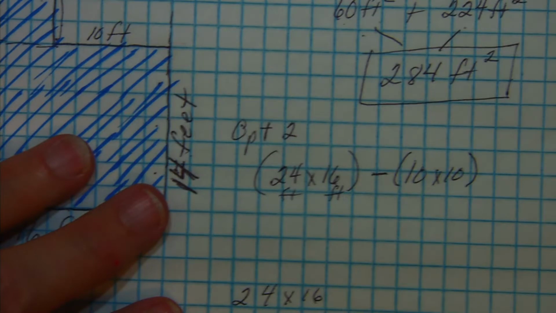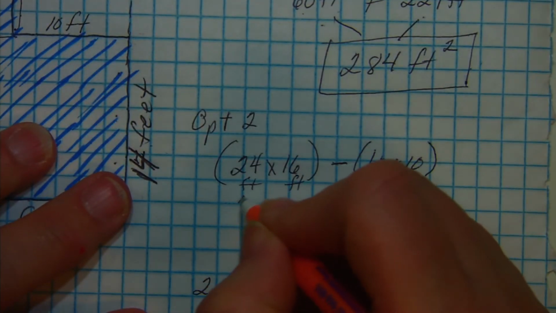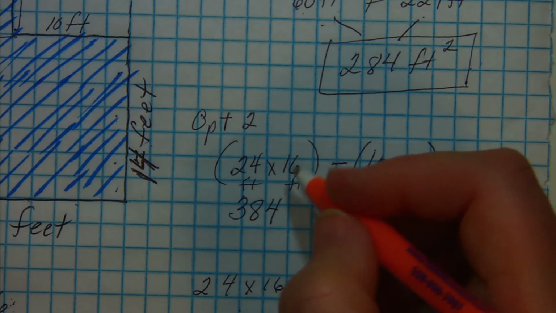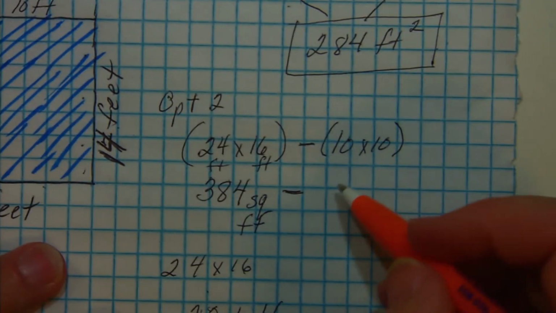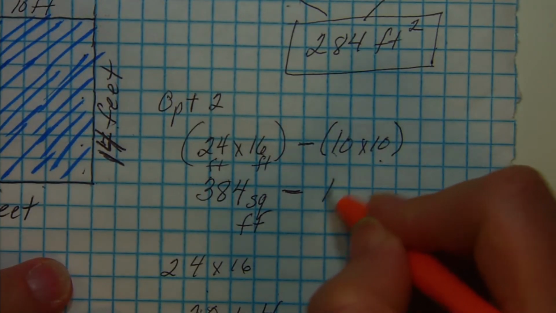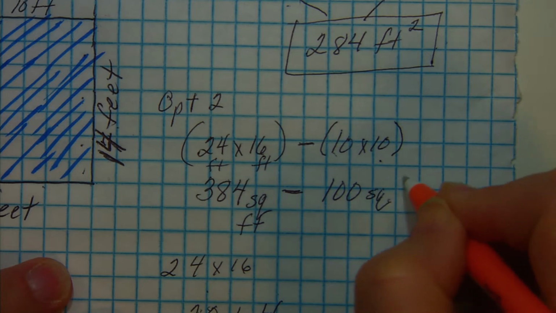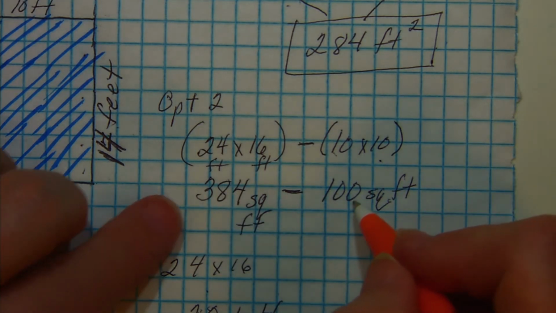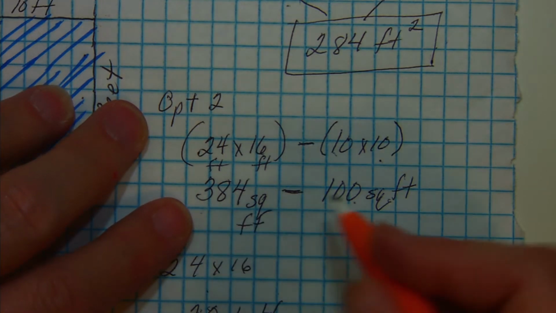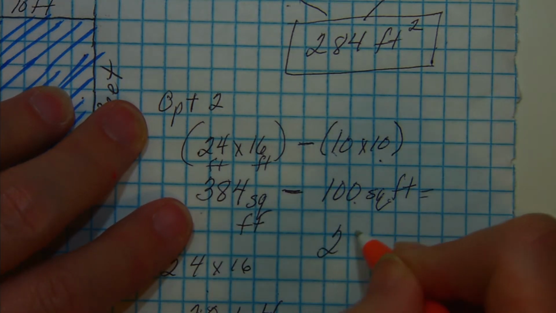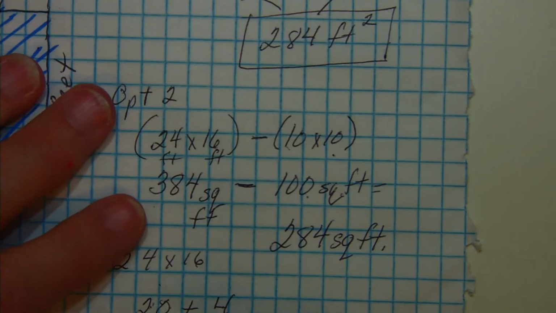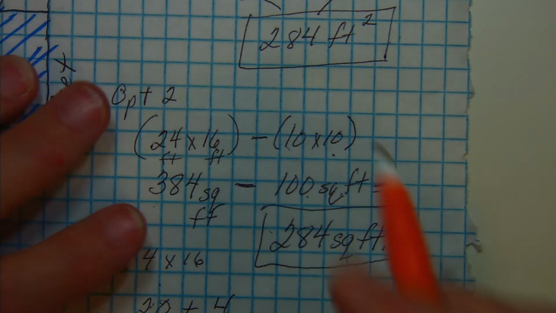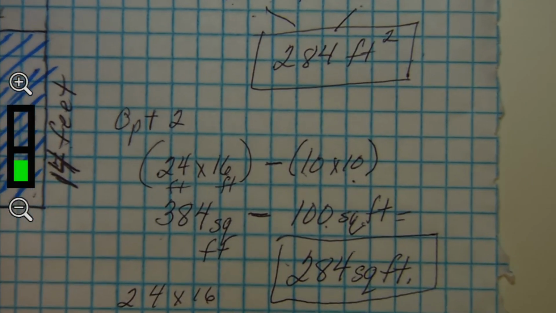So let's go up to where we have the original calculation, put that number in there, 384 square feet minus, and we can do this in our heads, 10 times 10 is 100, minus 100 square feet. And 384 minus 100, well, I only have to really do the hundreds place, and that will equal 284 square feet, or feet squared, it does not matter. And yes, I love it. It didn't matter which option we used. Look at that, sweeties. It did not matter which option we used.